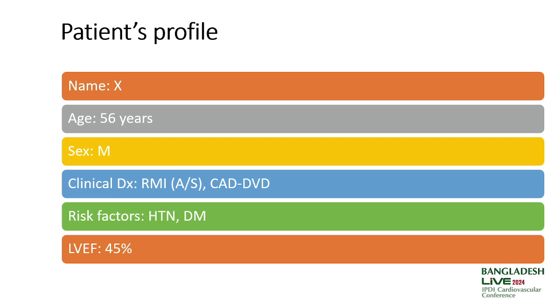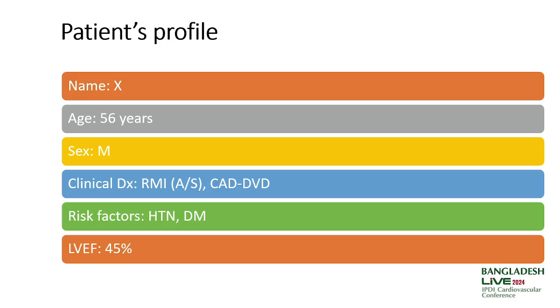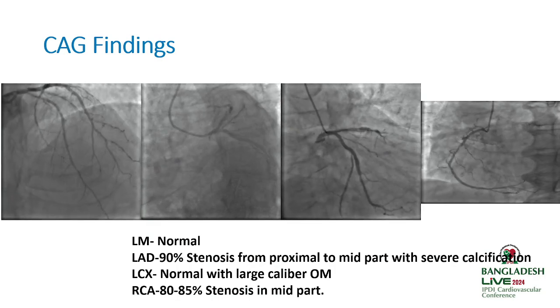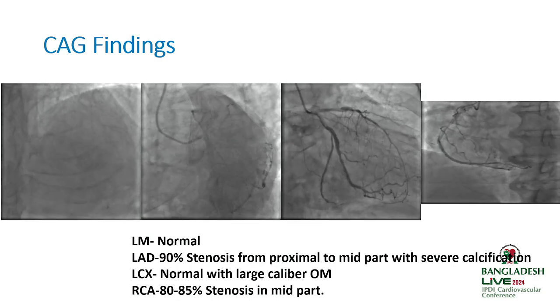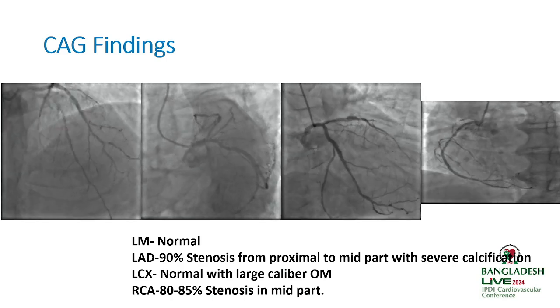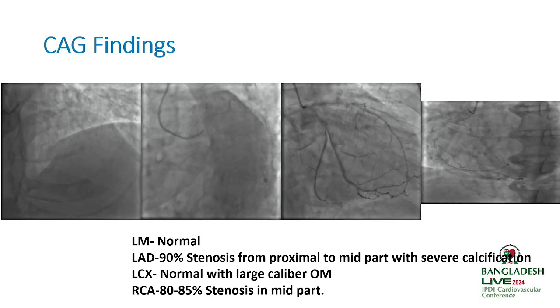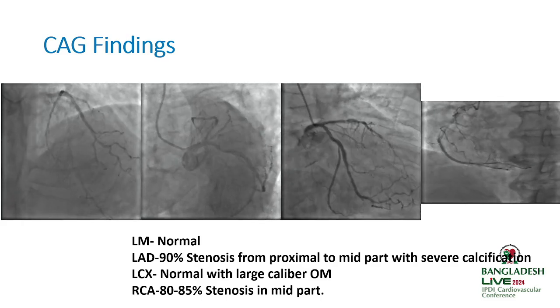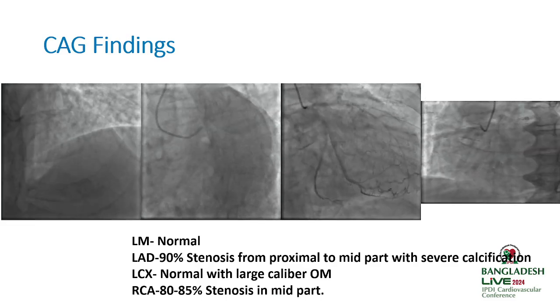My patient, Mr. X, 56 years of age, hypertensive, diabetic with reduced EF, presenting with a recent anteroseptal MI. We did an angiogram which showed significant stenosis from the proximal to mid LAD with severe tramline calcification. The patient also had significant stenosis in the right system.